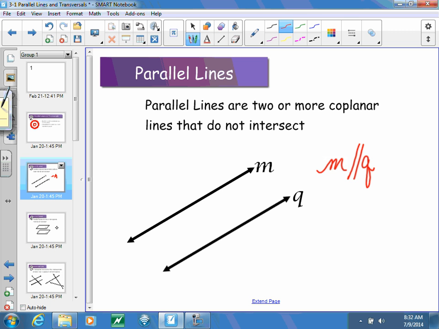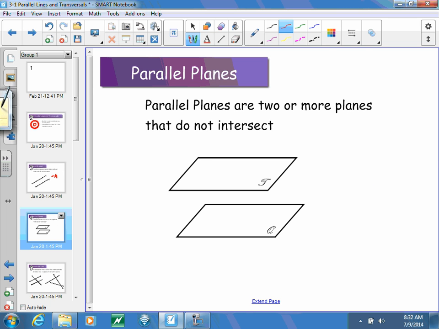Now, parallel lines are two lines that will never cross and never intersect. We can also have parallel planes, and you can have two flat surfaces that will never intersect. For example, the floor that you are standing on and the ceiling that is above you, those two planes will most likely never intersect. So they are parallel to each other.